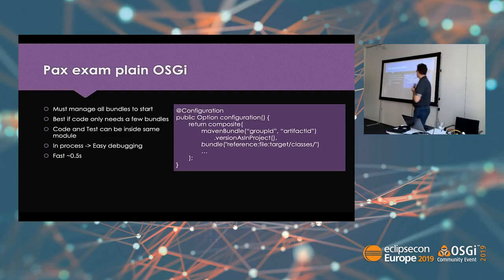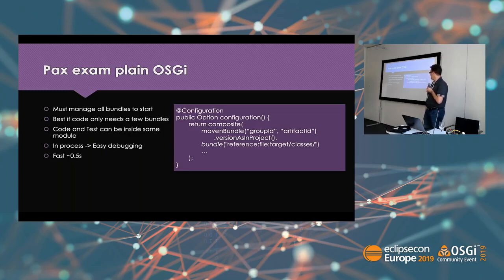Then in plain OSGi, it looks like this. You define typically Maven bundle with group ID, artifact ID. You can also use version, or what is better is to use version as in project. You need another Maven plugin to make this work. Then it basically exports all the versions of your Maven dependencies, and you do not have to repeat the version inside your @Configuration, because this could diverge from what you set in Maven, and that's not a good idea.